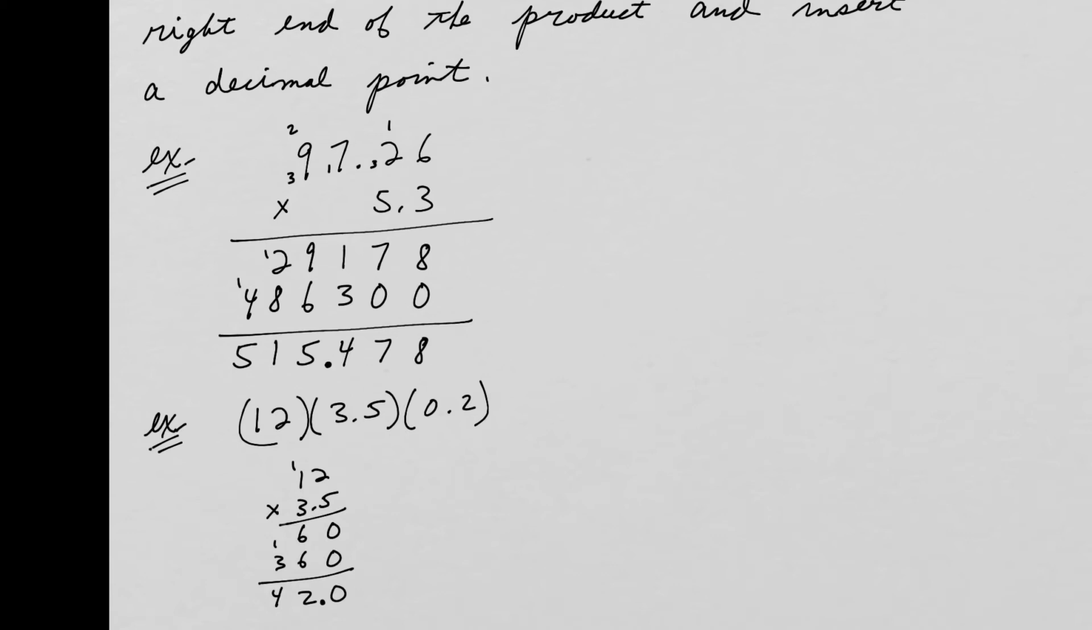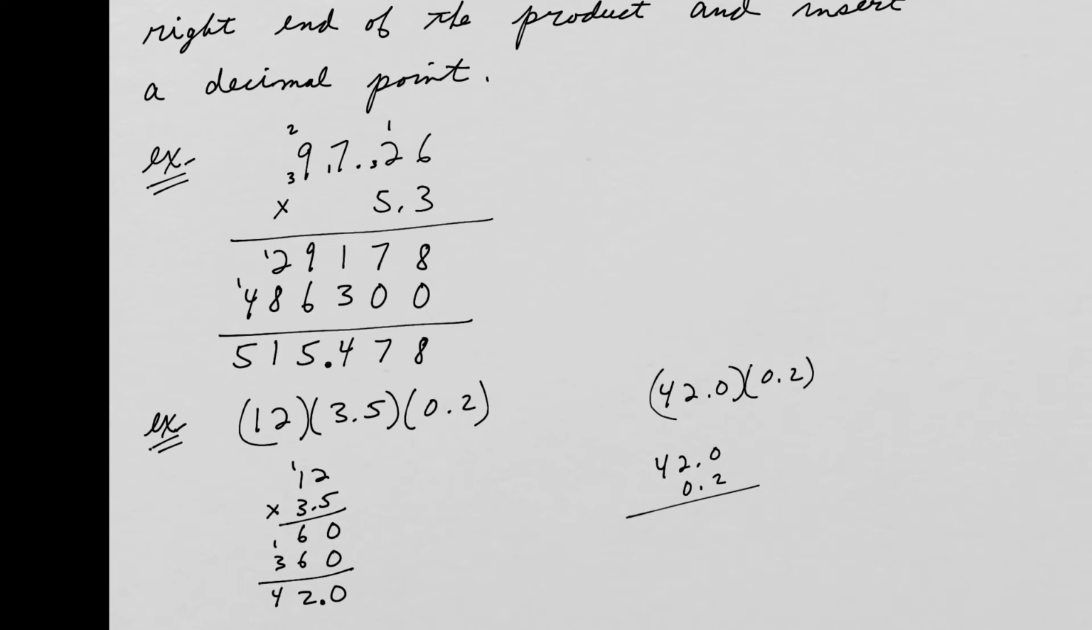Okay, so now this problem becomes 42.0 times 0.2. Right? I already multiplied the first two factors together to give me 42.0. So now I can finish this up. Well, what's 42.0 times 0.2? Well, let's multiply it.